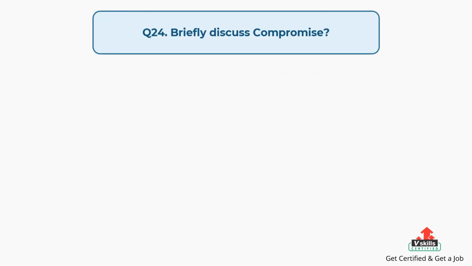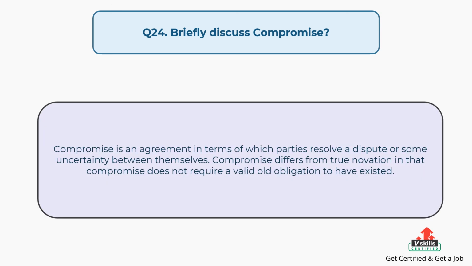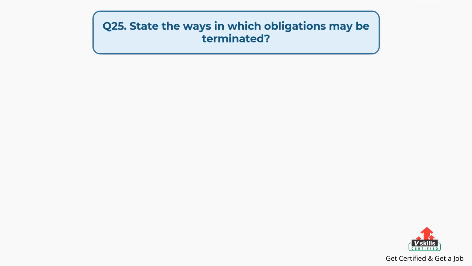Question number 24. Briefly discuss compromise. The answer is, compromise is an agreement in terms of which parties resolve a dispute or some uncertainty between themselves. Compromise differs from true novation in that compromise does not require a valid old obligation to have existed.